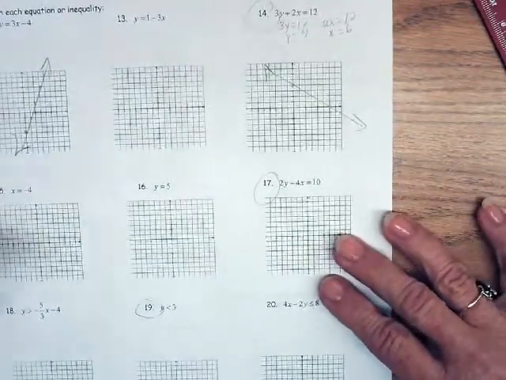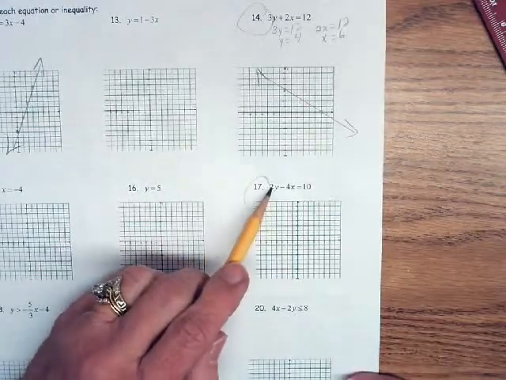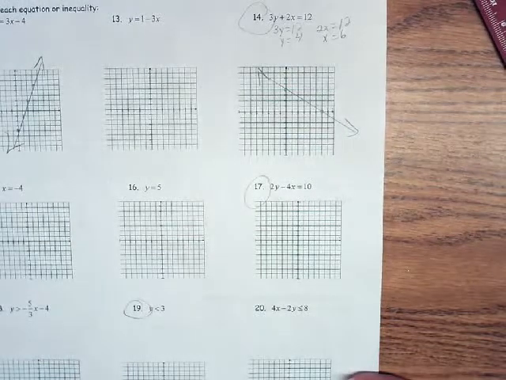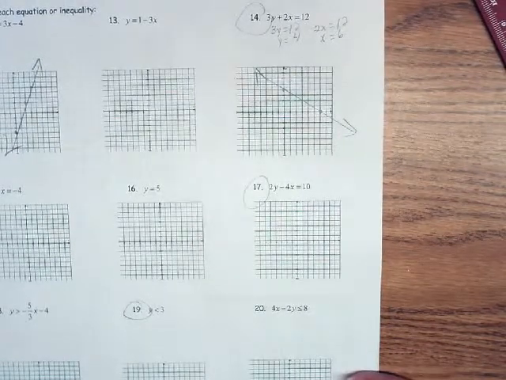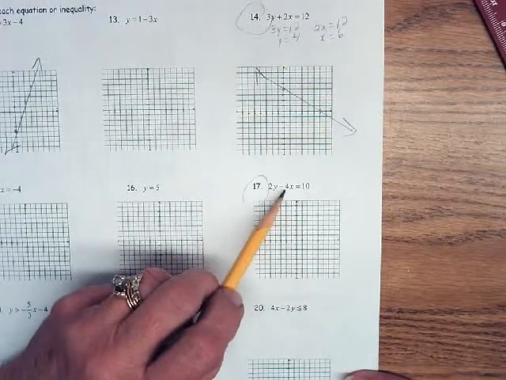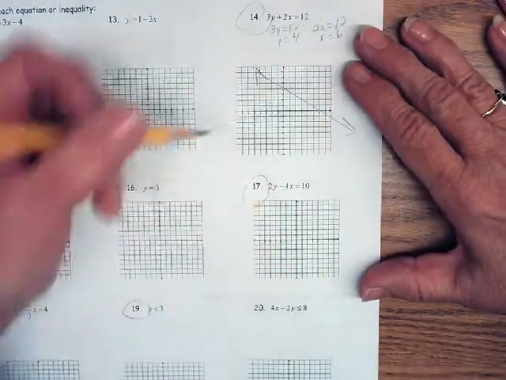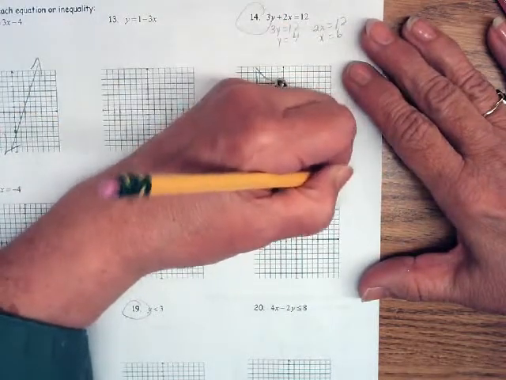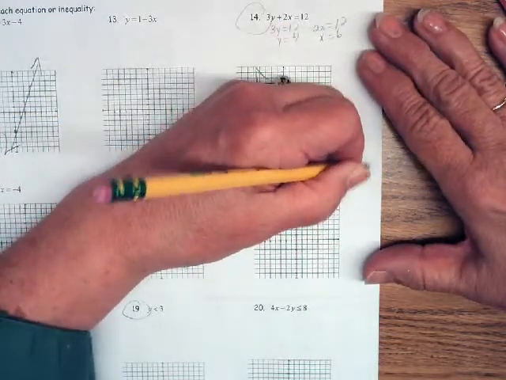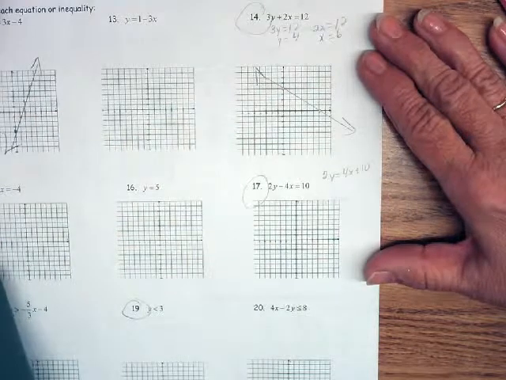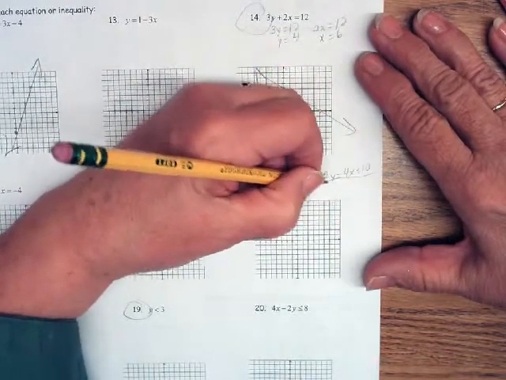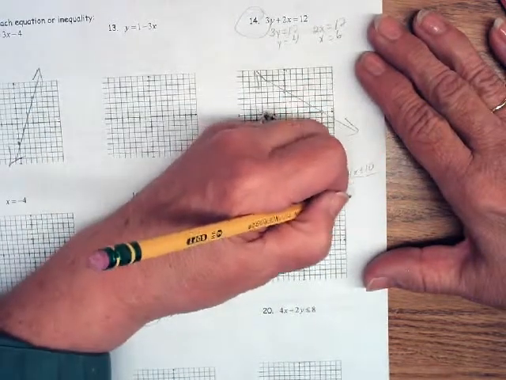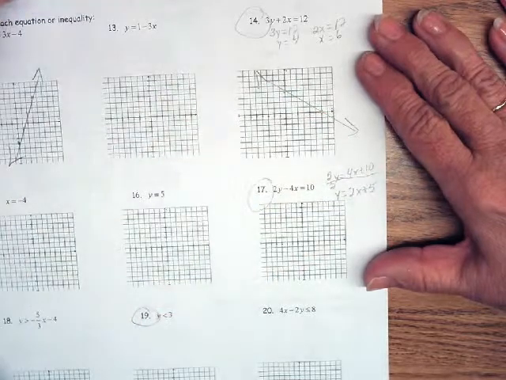Now, let's look at number 17. 2 will divide into 10 nicely, but 4 won't. So because that's the case, we're going to put this into slope-intercept form, which means to solve for y. First thing we're going to do is move the x's over. 2y equals the 4 x's we moved over plus the 10 that was already there. Then we divide everything by 2. Y equals 2x plus 5.